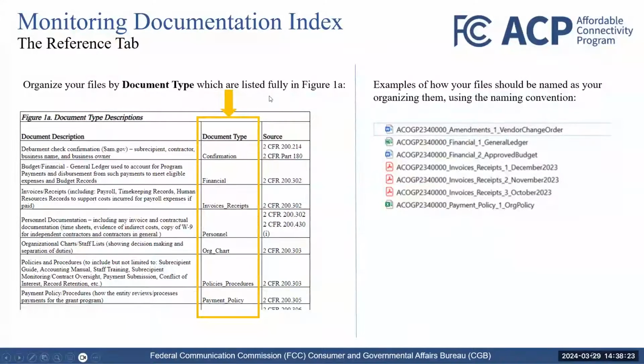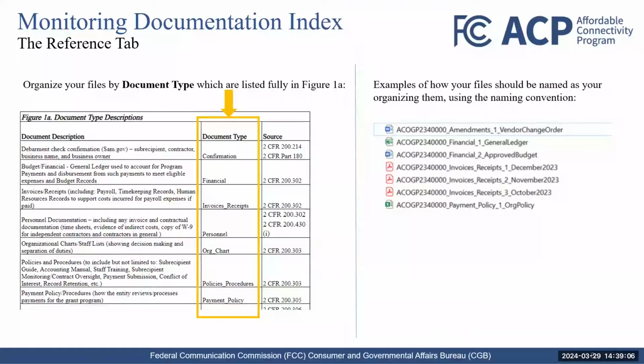Here is a partial list of the document types. Also, here's an example of what the file names would look like following the naming convention. There's the grant number, there's the document type, there's the number of documents, and then there's a file name. So using the PDFs as examples, there are 3 sets of invoices submitted. They're each numbered 1, 2, and 3, and then they're differentiated by date. But you can use whatever file name that applies based on the file contents.